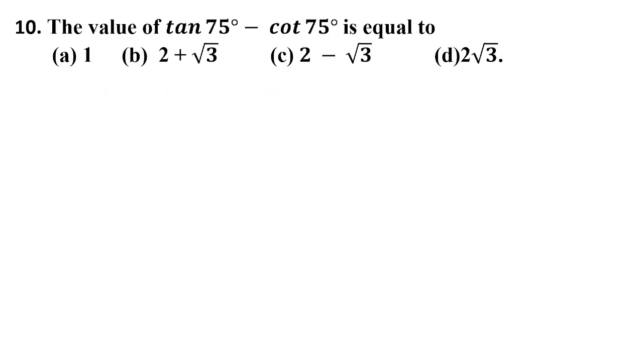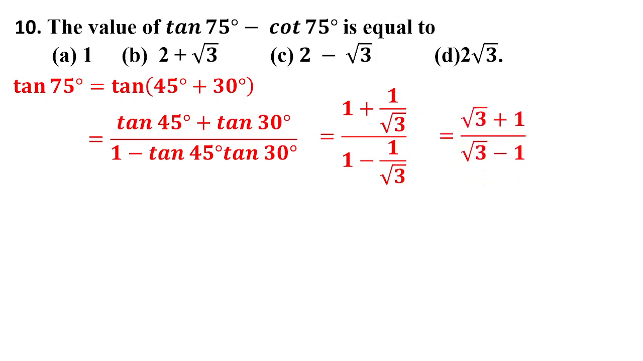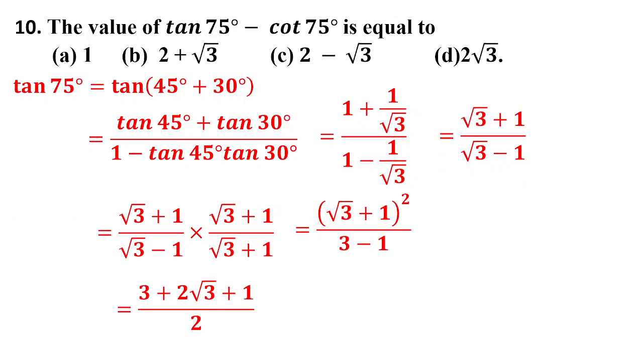Question number 10. We want to get the value of tan 75 minus cot 75. You can do it directly also, but let us try to find what is tan 75. It is tan of 45 plus 30. Using the formula tan of x plus y equals tan x plus tan y divided by 1 minus tan x tan y, we are getting the answer as 2 plus root 3 by simplifying.